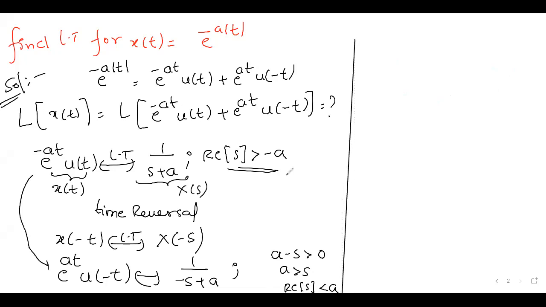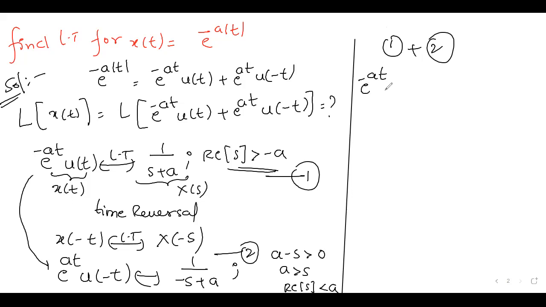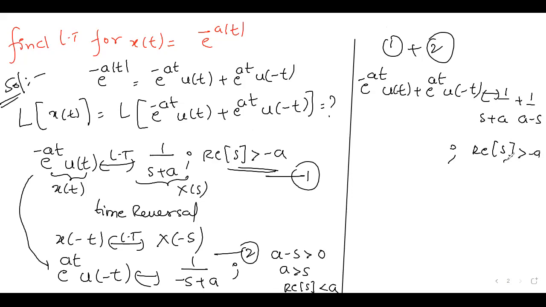So now, this is the first one, and let us take this as the second one. 1 plus 2 means the Laplace transform of these two signals, e power minus a t into u of t plus e power a t into u of minus t. We have added two signals, so by the linearity property, the corresponding Laplace transform pairs are also added: 1 by s plus a plus 1 by a minus s. And what is the restriction we have? In ROC, real part of s greater than minus a and real part of s less than a.